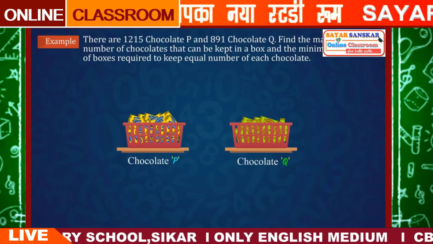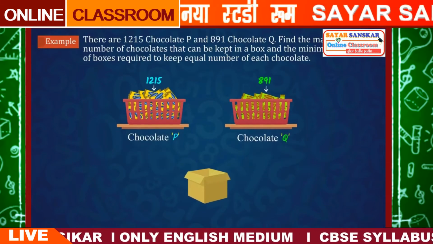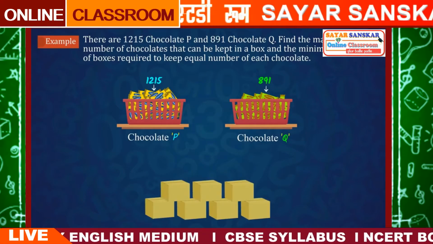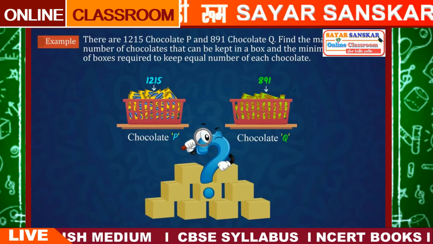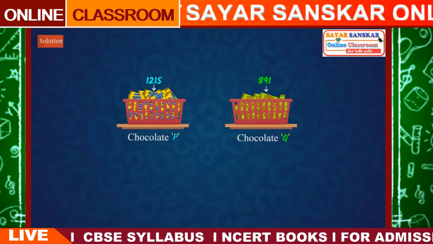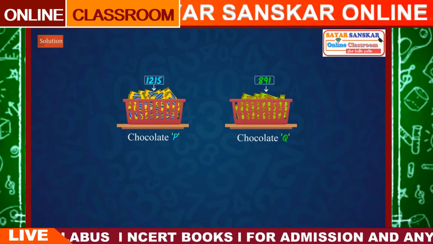The numbers of chocolate P and chocolate Q are 1215 and 891 respectively. What is the maximum number of chocolates that can be kept in a box, and how many minimum boxes are required to keep an equal number of each chocolate? And also solve this by the hit and trial method.